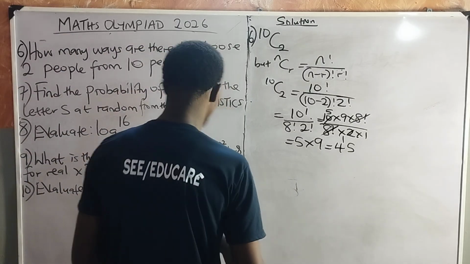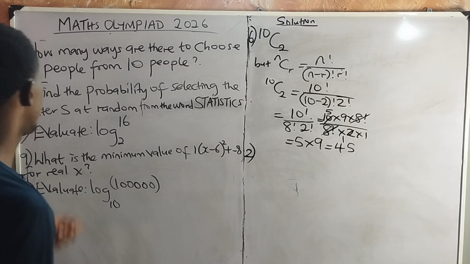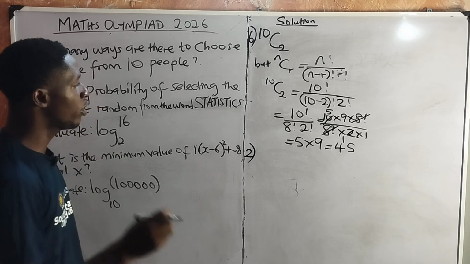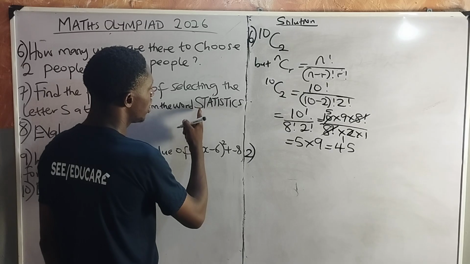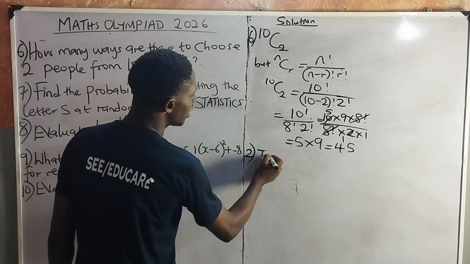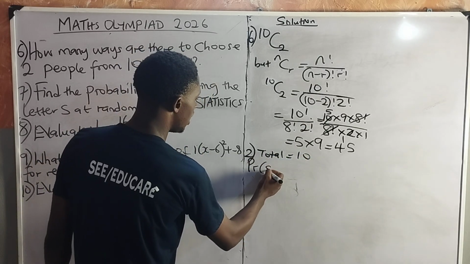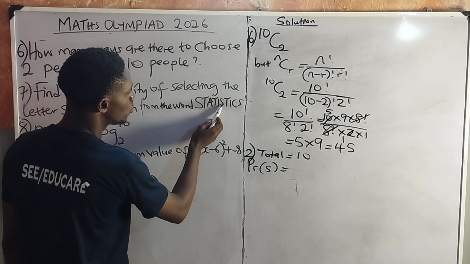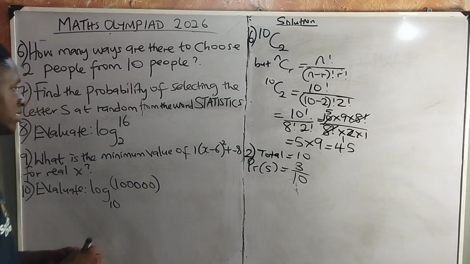We go to number 7. Find the probability of selecting the letter S at random from the word statistics. What is probability? The number of required outcomes over total possible outcomes. So let's get the total: 1, 2, 3, 4, 5, 6, 7, 8, 9, 10. There are 10 letters there. Then the probability of getting S is equal to how many S are there? We have 1, 2, 3. That is 3 over 10. And that is the answer.